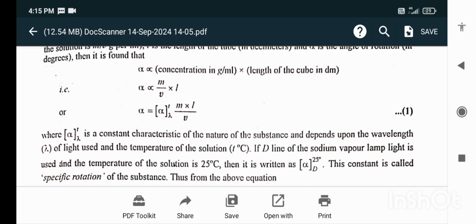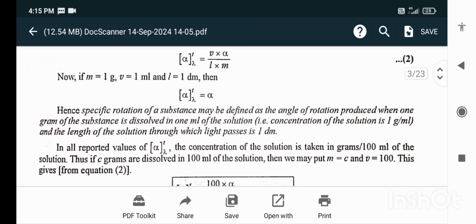If the D line of the sodium vapor lamp is used and the temperature of the solution is 25 degrees Celsius, then it is written as [alpha] 25 D. This constant is called the specific rotation of the substance. Thus, from the above equations, the specific rotation of a substance may be defined as the angle of rotation produced when 1 gram of the substance is dissolved in 1 ml of the solution, and the length of the solution through which light passes is 1 dm.